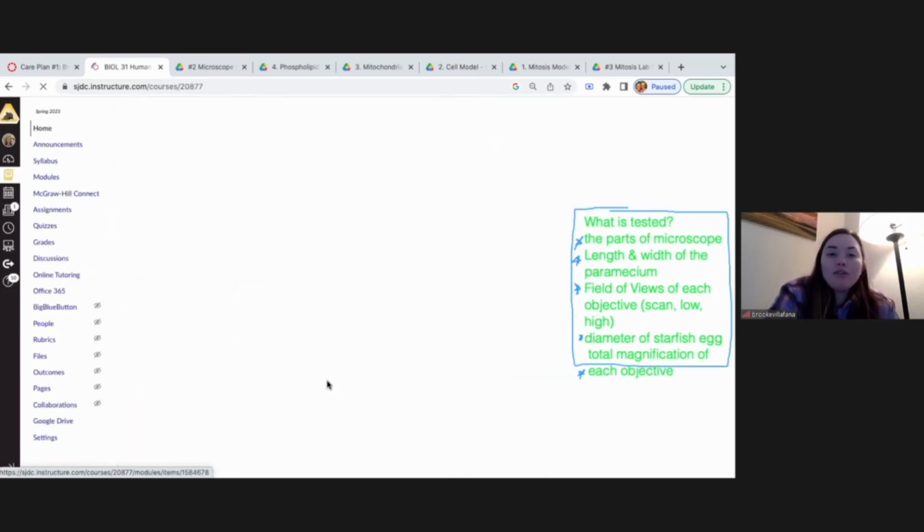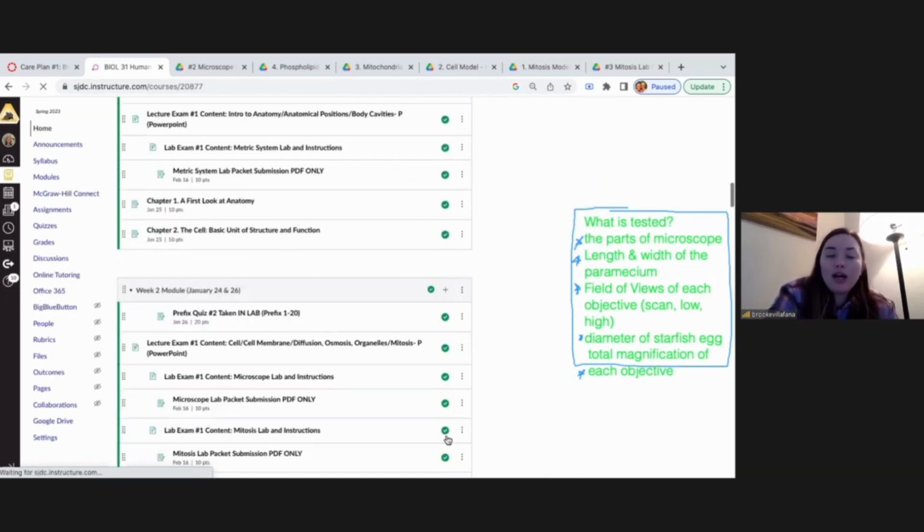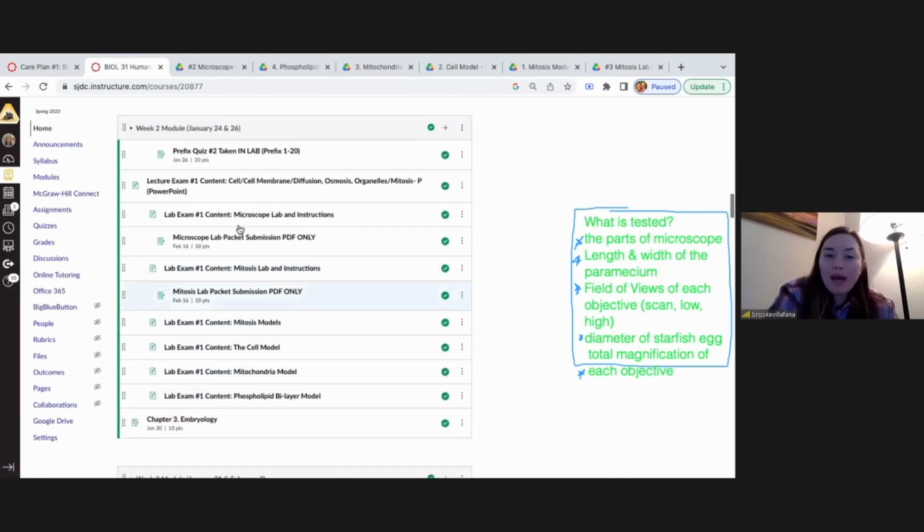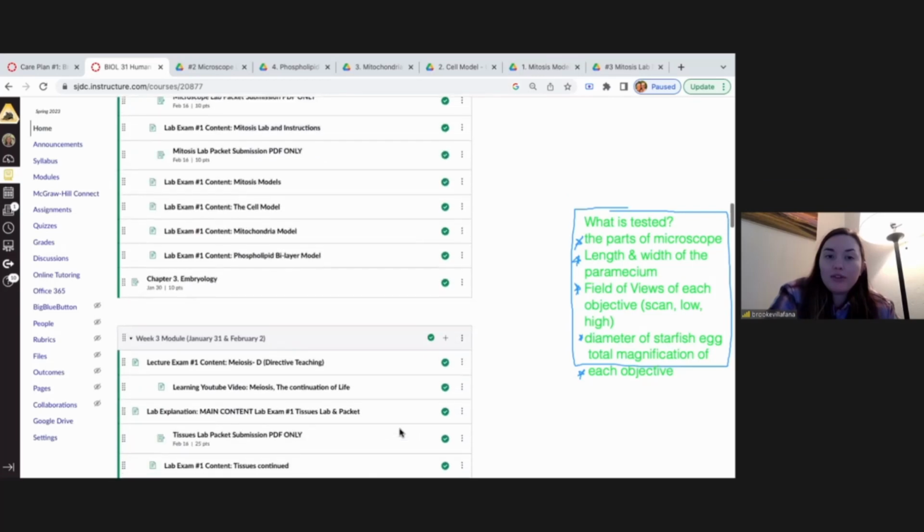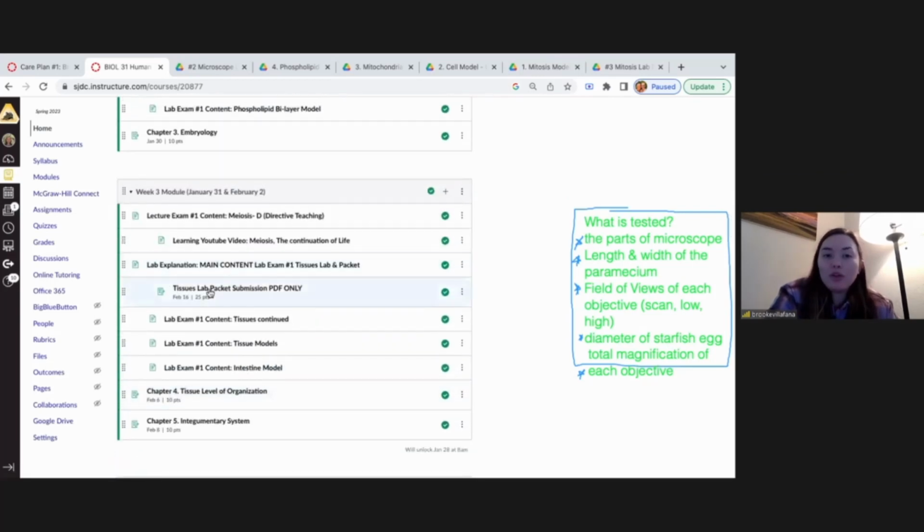So one of the things that hurts students a lot is they feel so overwhelmed by the packets, like the mitosis, microscope, metric, that they get behind. And next week, when you get that tissues packet, you're like, oh, I'll work on that when I get time. I'll just finish up these packets first. And the big thing, you're really hurting yourself, because those little packets are on the test.